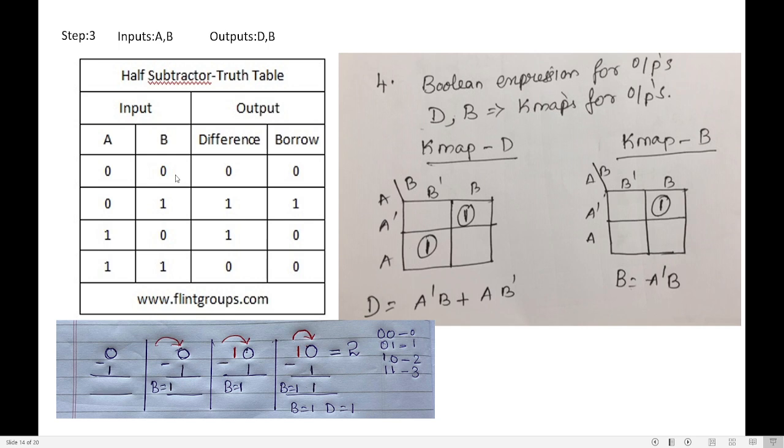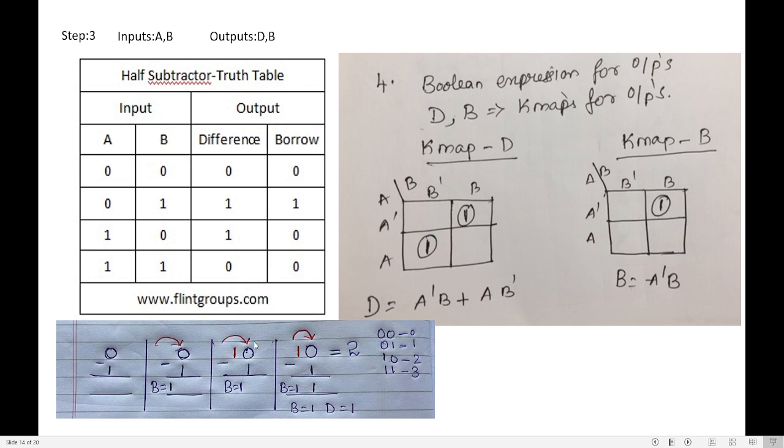So 0 minus 0: difference is 0, borrow is 0. 0 minus 1, can you see 0 minus 1? I have taken this case here. I cannot subtract a higher number from a lower number. So what I need to do is take a borrow. If I want to take a borrow, I need to make borrow 1. So for 0 minus 1, I made borrow 1.